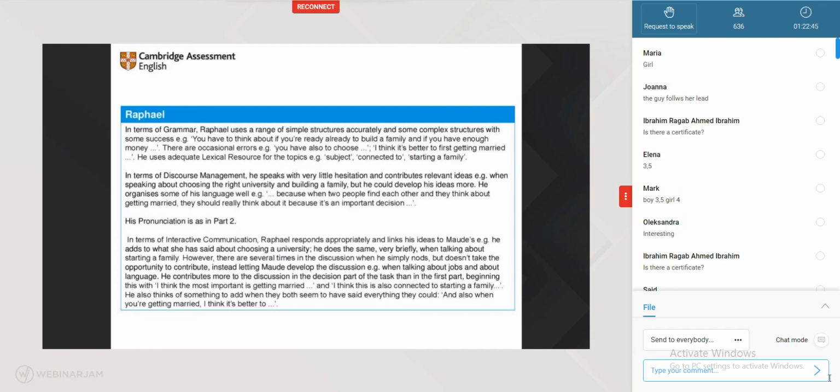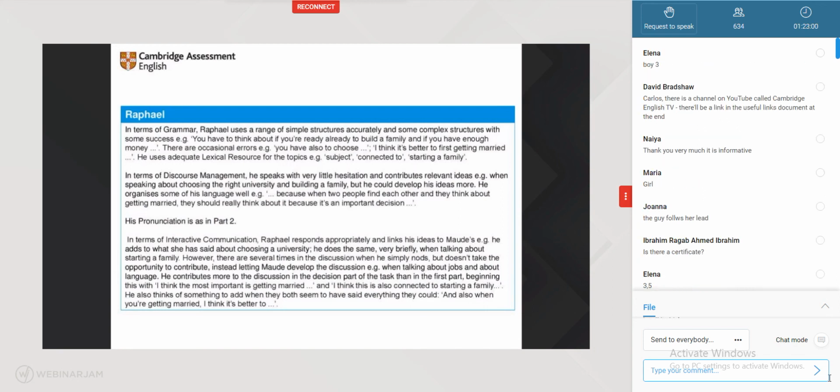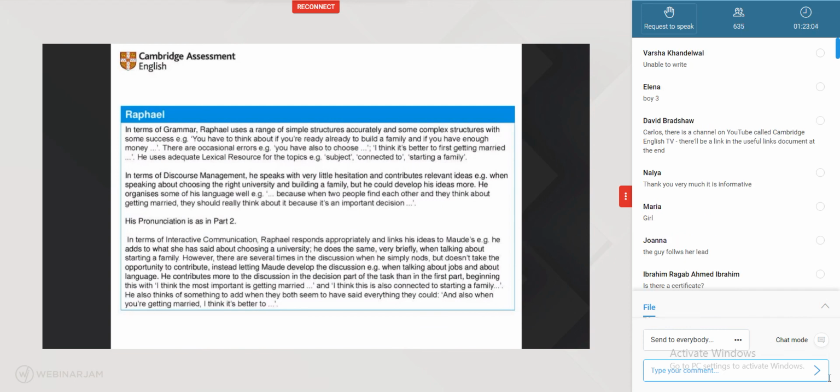He responds appropriately. He links his ideas to Maud's, adds to what she has to say about choosing university. He doesn't take the opportunity to contribute, letting Maud develop the discussion a little later when talking about jobs and language. He contributes more to discussion in the decision part of the task than in the first part. It takes a little while to get going.